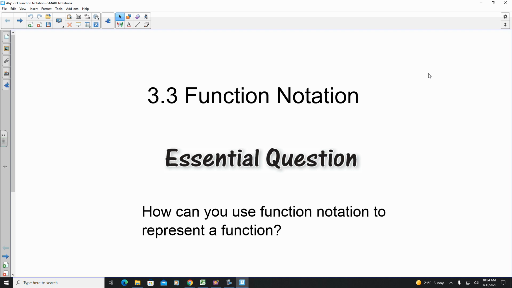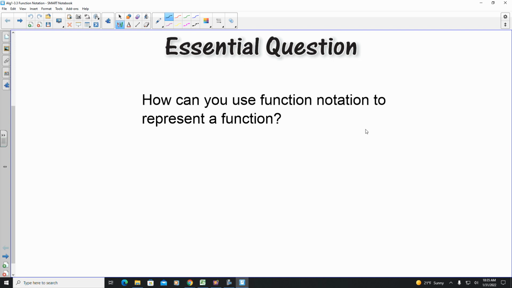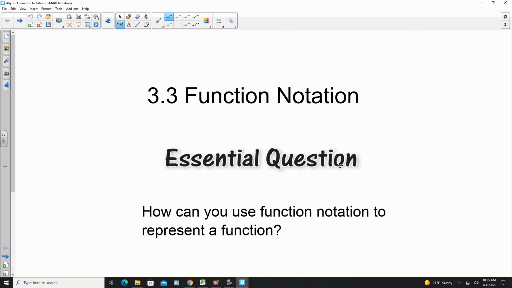Welcome to the video. In this lesson, we're looking at section 3.3, where we're going to look at function notation. For many of you, function notation can be a little uncertain. But let me ease your uncertainty by saying that function notation is relatively similar to equation notation.